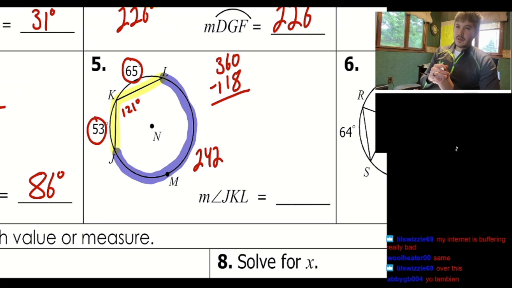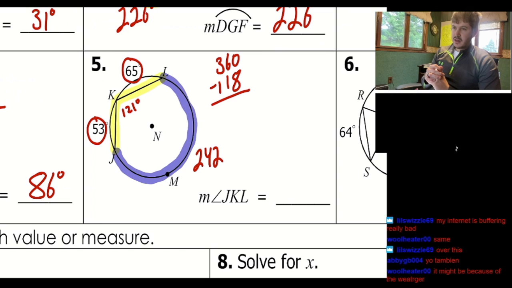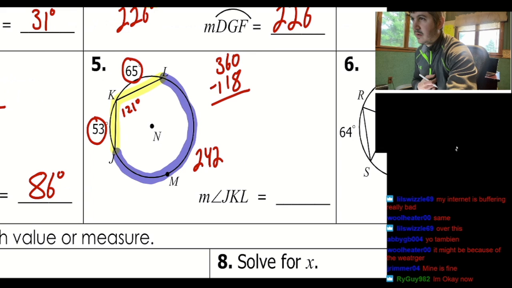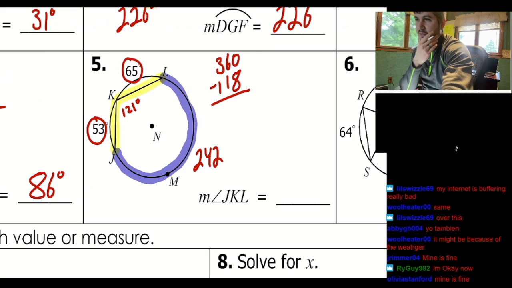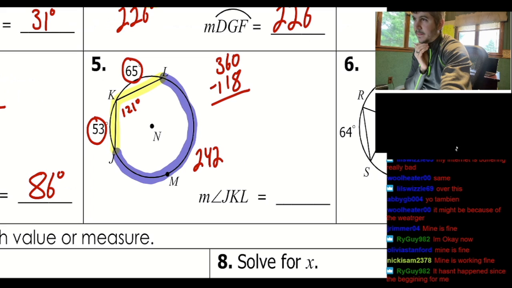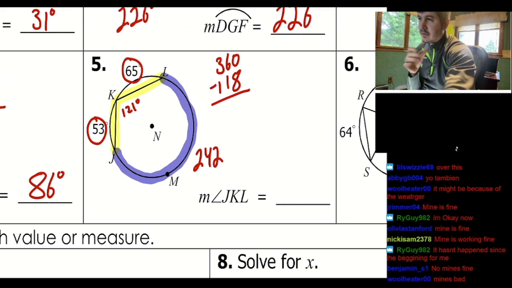Is it just this stream, or is it just your internet today? Is it everyone's? Because if everyone's having the same issue, I think it's a problem on my end. I don't know. Yours is fine now. Yours okay. So some people are fine. It hasn't happened since the beginning. Because I know I was having some technology issues in the beginning, but it wasn't internet issues. It was more hardware issues.